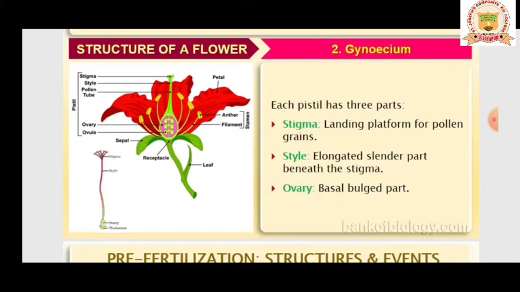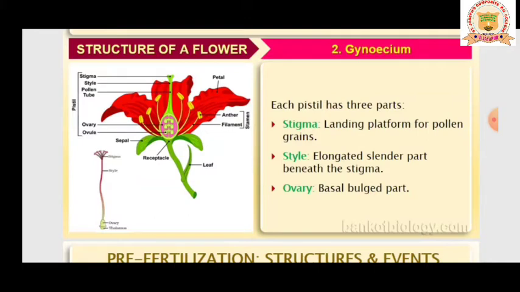The flower, as you have seen earlier, is bisexual, consisting of male and female reproductive parts. The male reproductive part we have studied, that is the androecium. Now we are focusing on the gynoecium. Each pistil has three parts: stigma, style and ovary. The dissected picture shows the stigma, style and ovary. The stigma is the landing platform for pollen grains. The pollen grains land on the stigma.